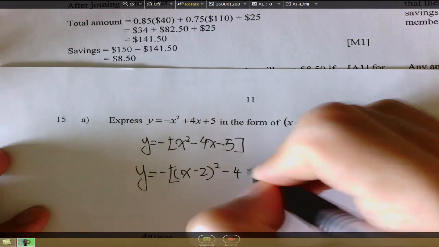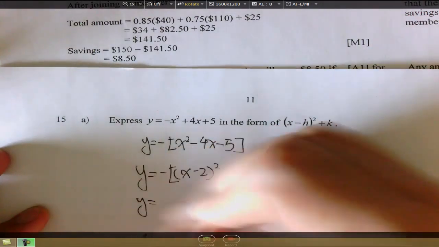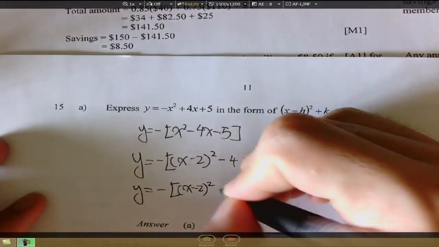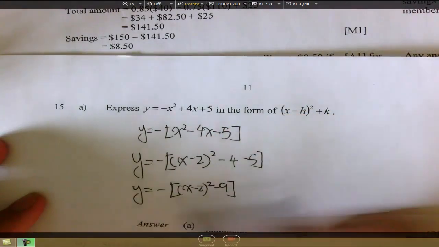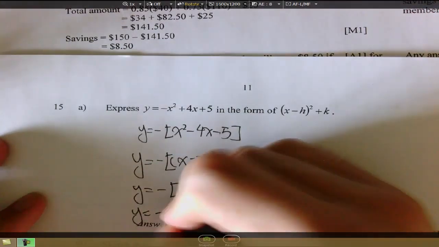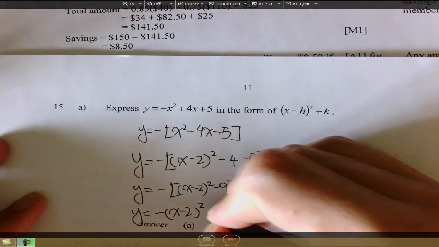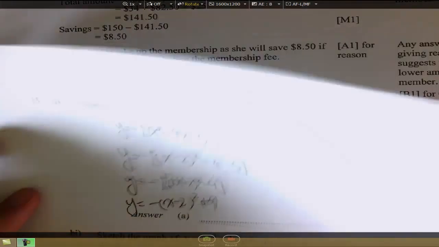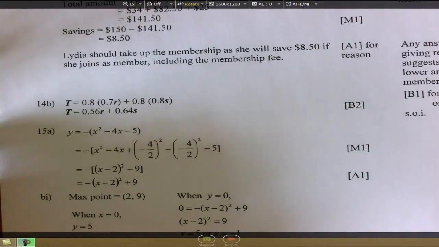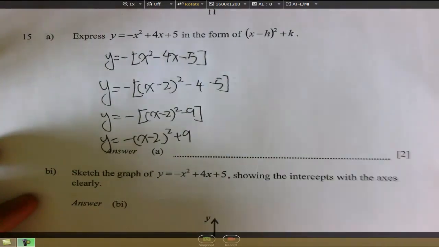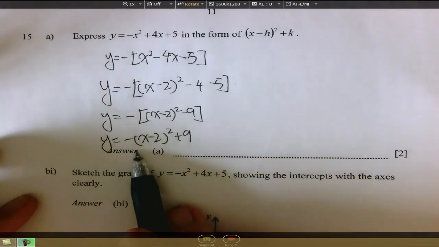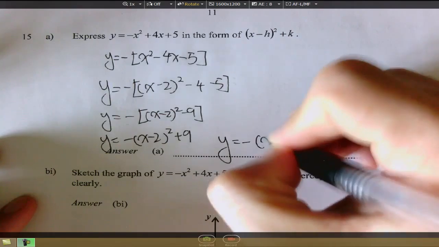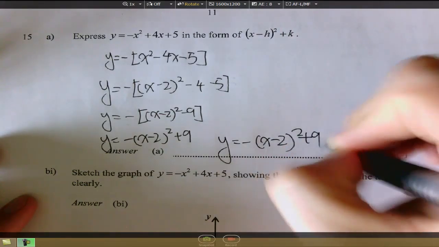square, copy, then don't forget to open up the brackets again. What I get is like this. Alright, negative x minus 2 squared, so there should be one more negative sign. It is negative x minus 2 squared plus 9. So y equals minus x minus 2 squared plus 9.